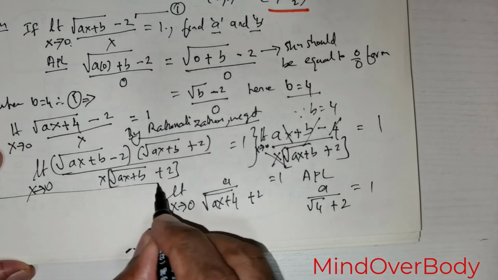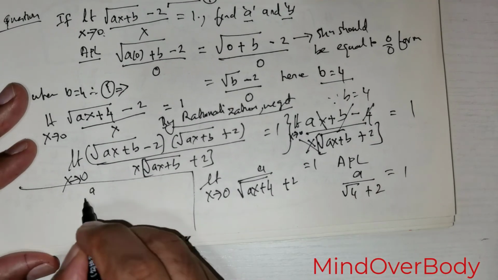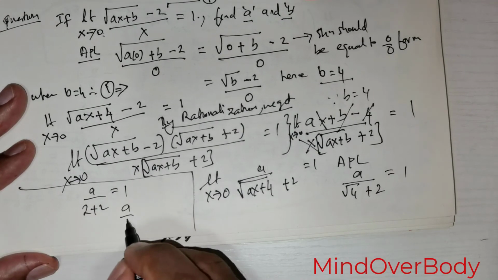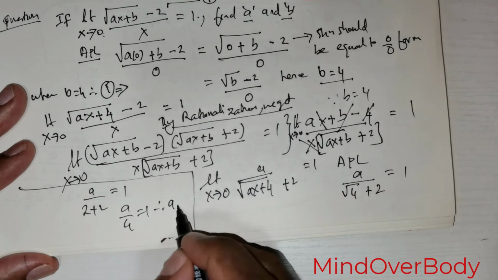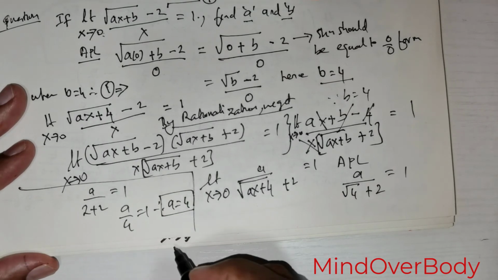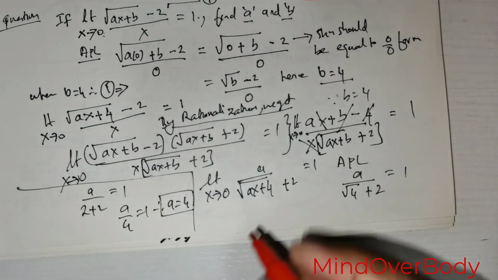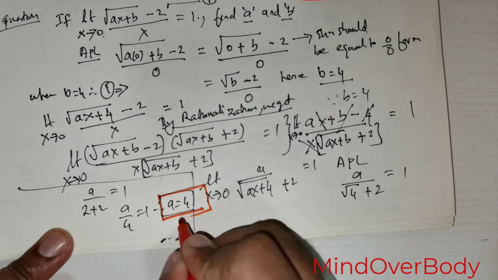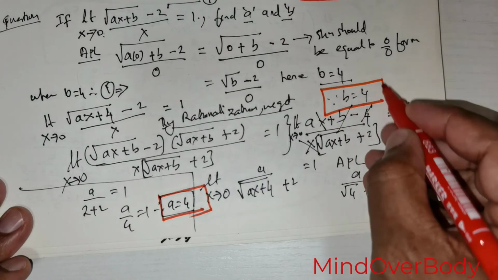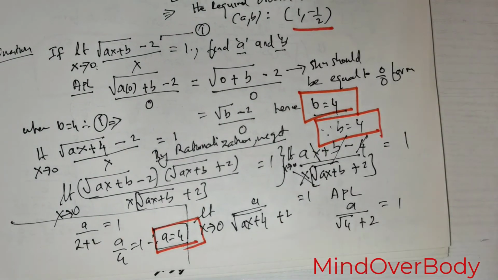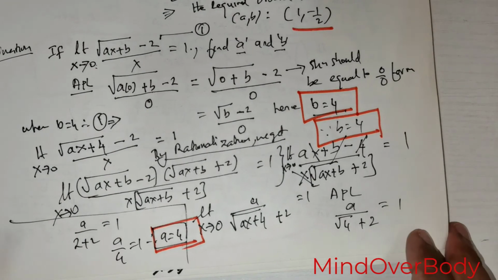Let me use the space here. So this is a divided by root of 4, which is 2, plus 2 is equal to 1. So a divided by 4 is equal to 1. So therefore a is equal to 4, right? So we have got the value for a and we have got the value for b. In fact, I should have placed the box here. So that completes the solution to this question, students.